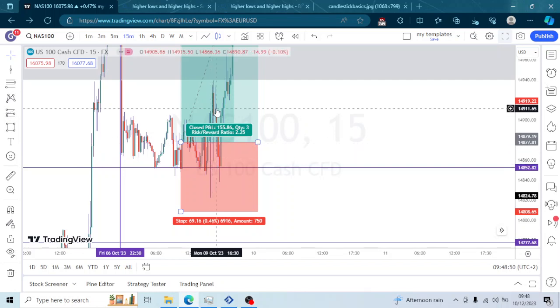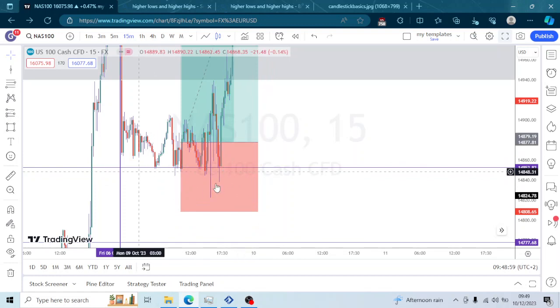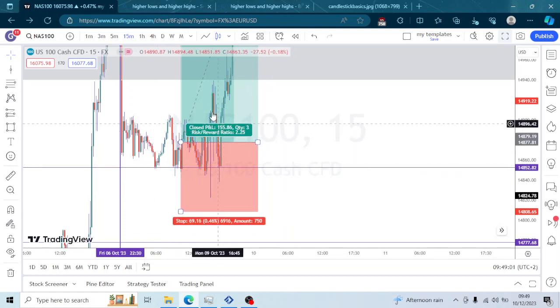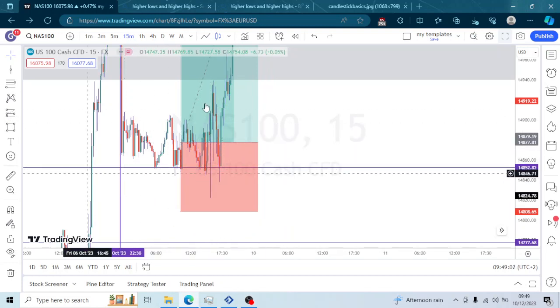That was the New York Open. They pushed price down. That was the manipulation. They hunted a lot of sell stops right there. There was sell side liquidity there. They hunted sell stops. Then what happened?